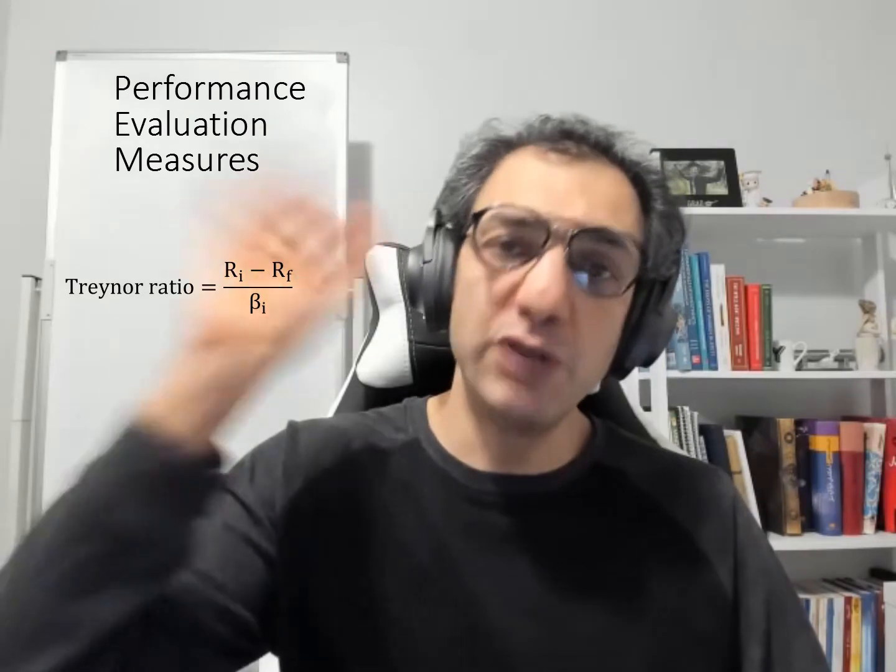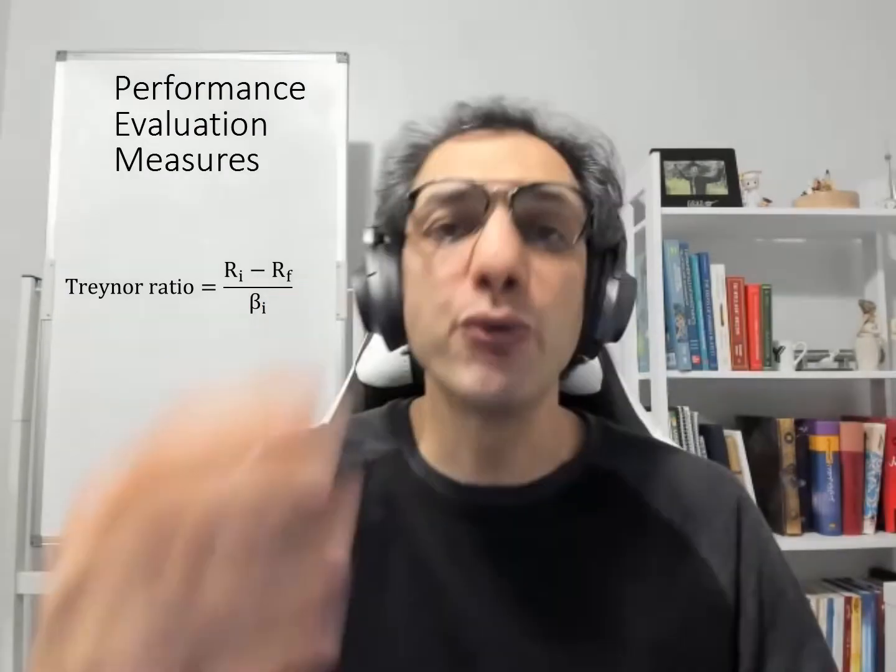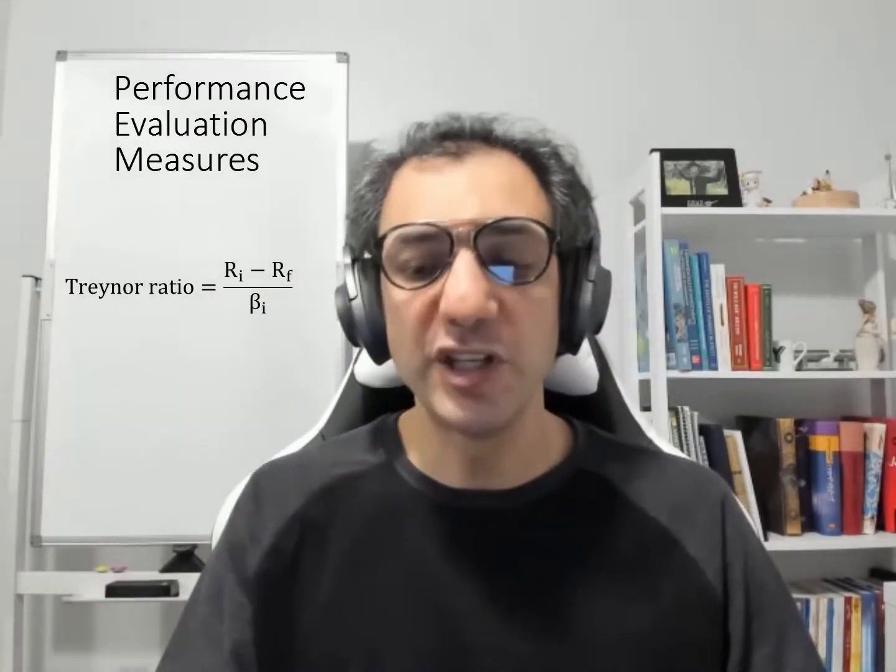So again, the risk premium, or the security risk premium, divided by the beta. Similar to the Sharpe ratio, you want to have the higher ratio because it shows that you can earn higher return or higher risk premium given the risk of your investment.